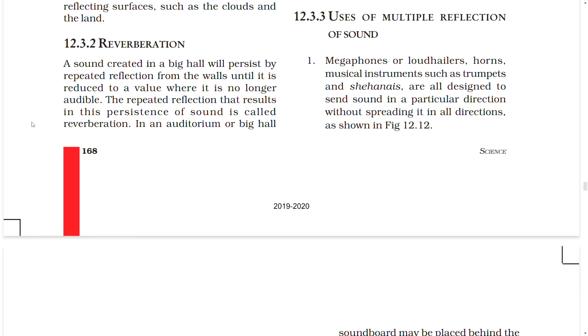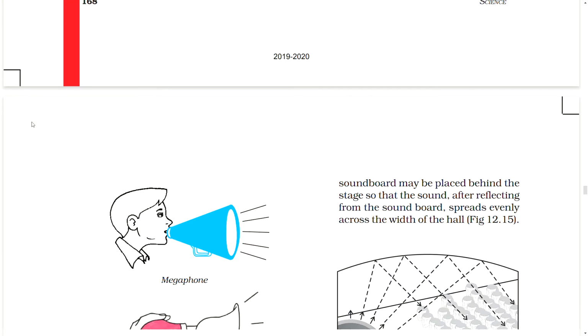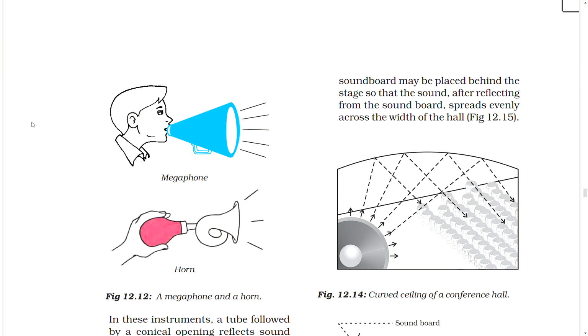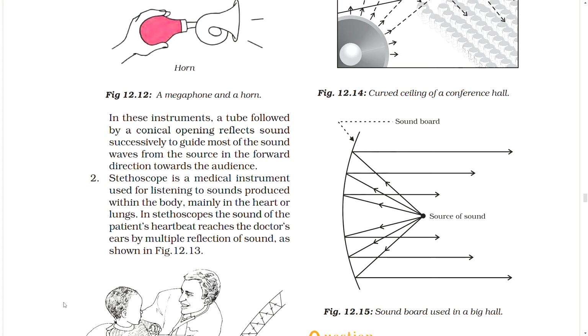12.3.3 Uses of multiple reflection of sound. 1. Megaphones or loudhailers, horns, and musical instruments such as trumpets and shehnais are all designed to send sound in a particular direction without spreading it in all directions, as shown in the figure. Megaphone, horn. In these instruments, a tube followed by a conical opening reflects sound successively to guide most of the sound waves from the source in the forward direction towards the audience.